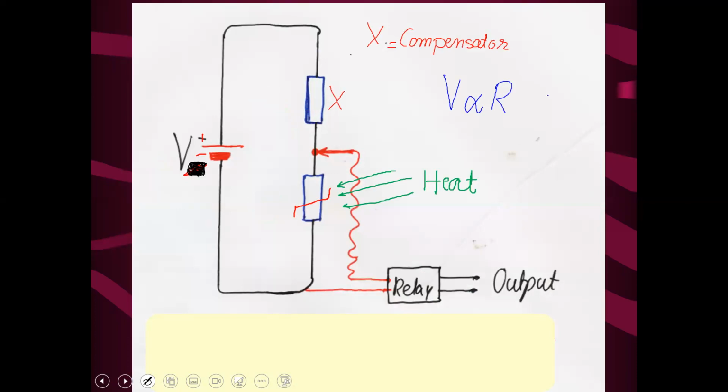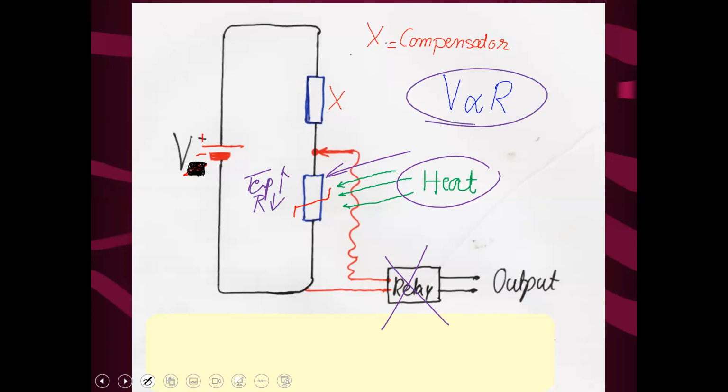Now look at the position of the thermistor. I have shifted it down. The same thing there: when heat is falling on the thermistor, the temperature increases, resistance decreases. Resistance and voltage are directly proportional, so voltage also decreases. As a compensation, voltage will increase.